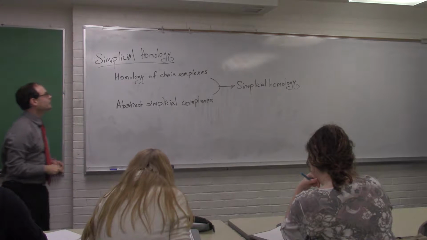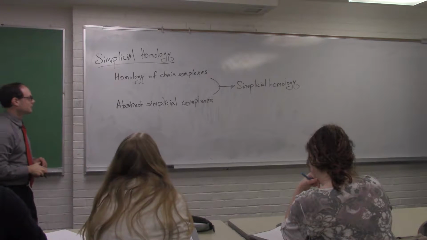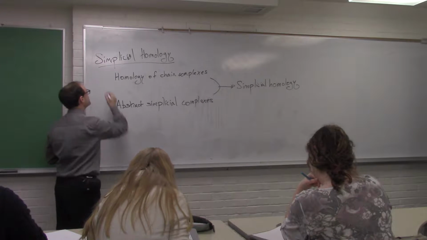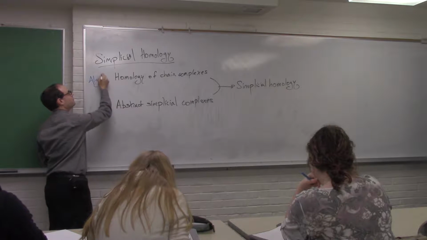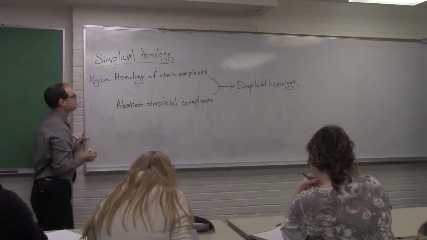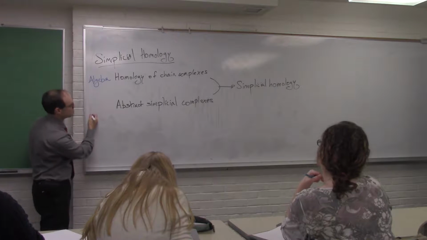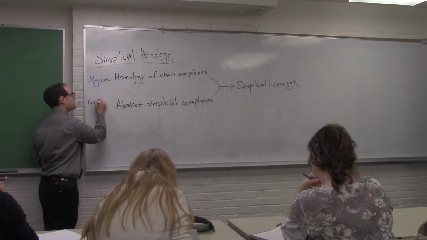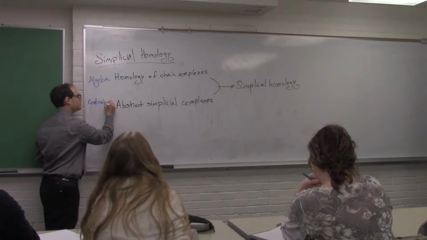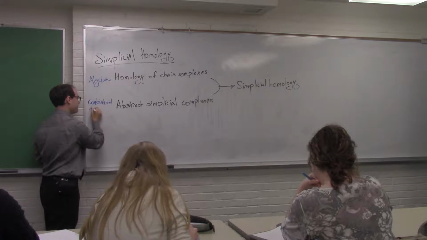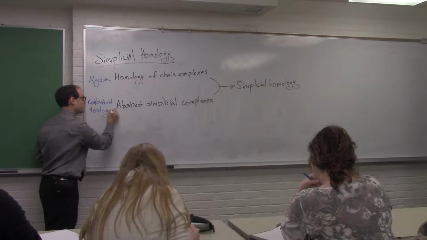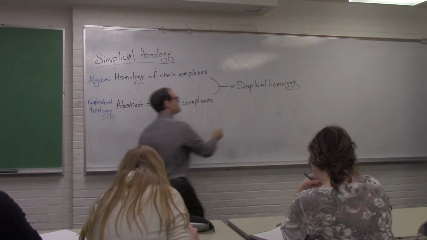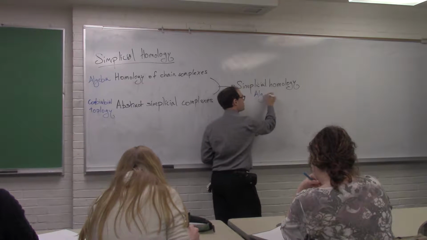Okay, now, this is algebra. This is, well, this is combinatorial topology. When you put them together, this is what is generally called algebraic topology.